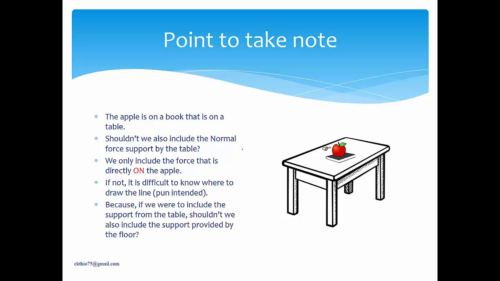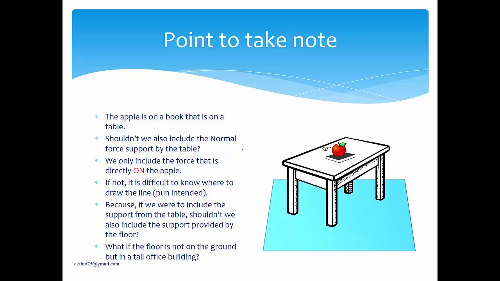Where do we draw the line? If we include the support from the table, then shouldn't we also include the support by the floor? The table is not floating in air. And what if the floor is not on the ground but in a tall building? Do we need to include the office building? The point is that if it is only for the apple, it is only on the apple. We don't think about whether the apple is on the book, that's on the table, that's on the floor, that's on the tall building, and so on. So we simplify it. We only focus on the normal force by the book.